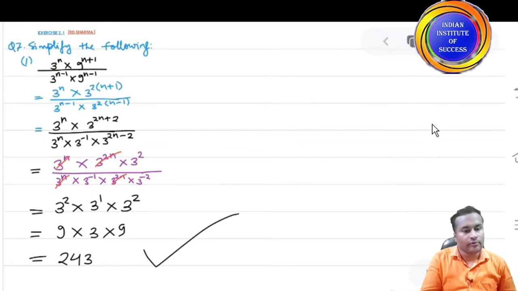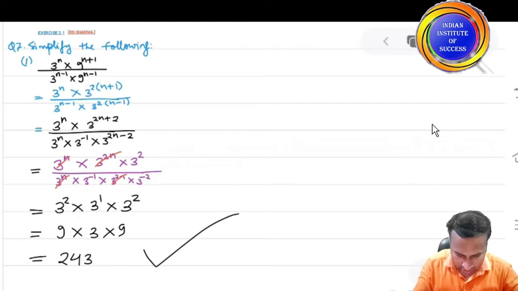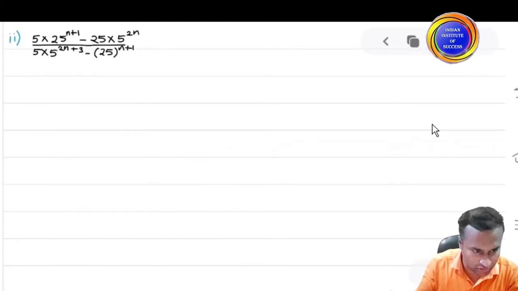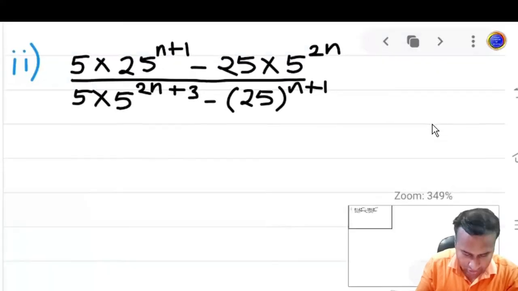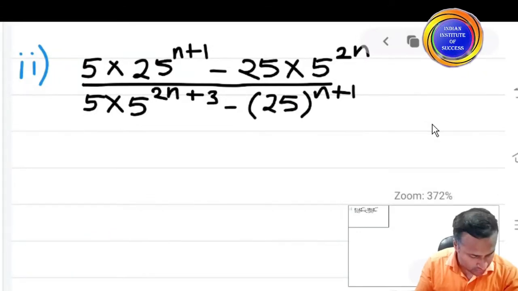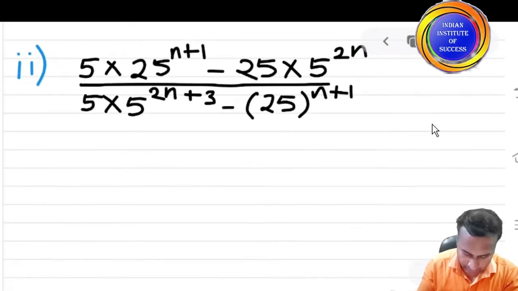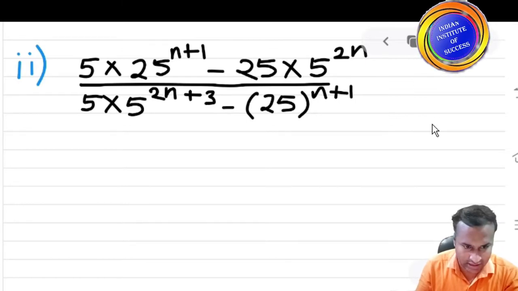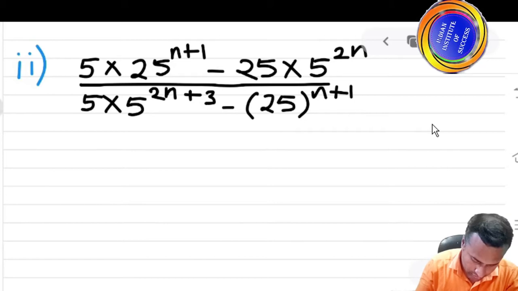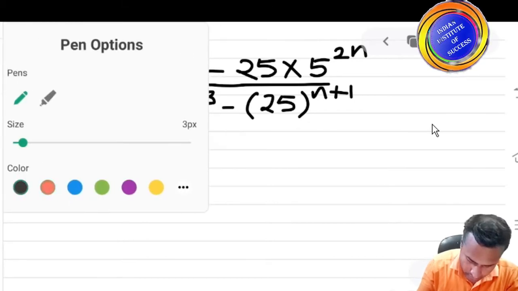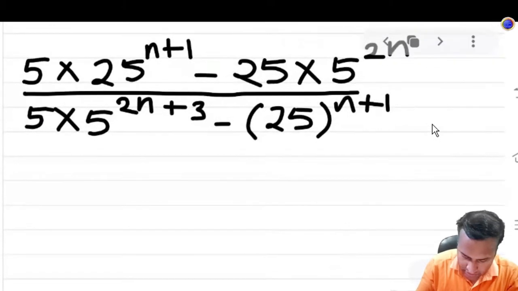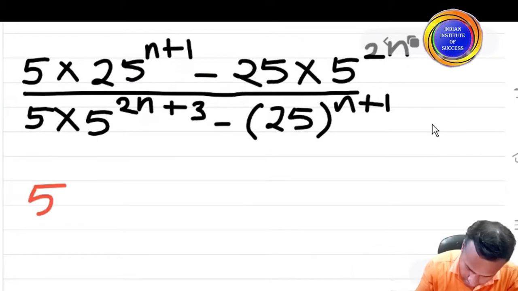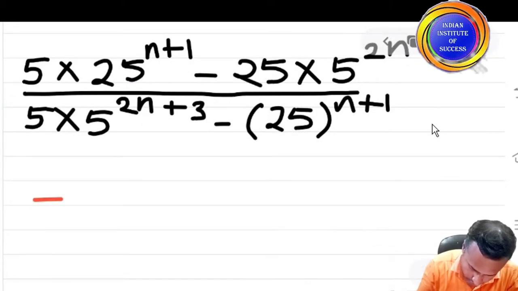Okay, now we are moving to the next question. Give attention to the next question. So this is the second part of the 7th question. Now here also we have to do the same thing that we have done. What we have done in the previous one we have to do here also.